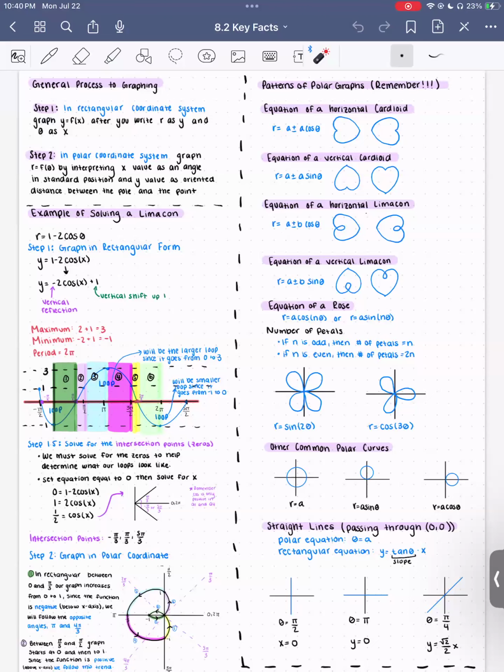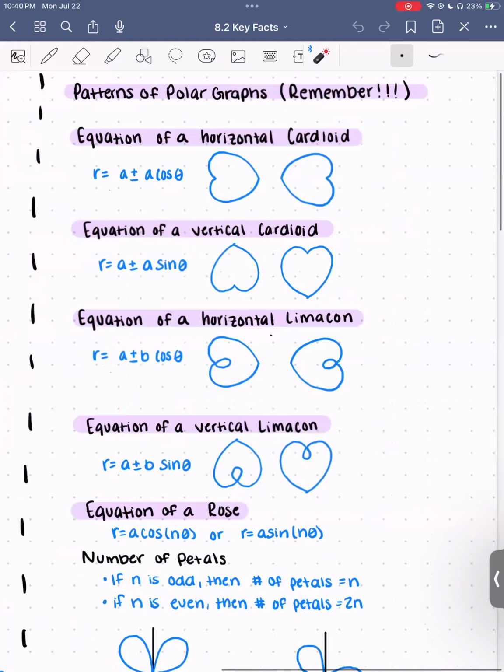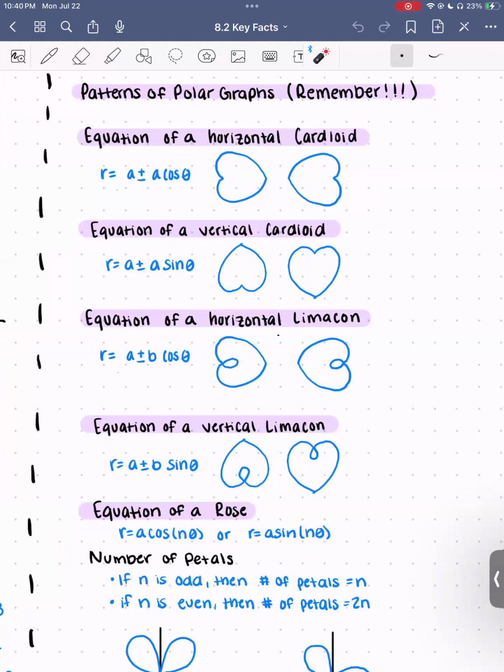Hi guys. So today we're going to be going over some 8.2 key facts. First I'm just going to start off on the right here, and we're going to go over the patterns or a lot of trends you'll see of polar graphs. And these are very important to remember.